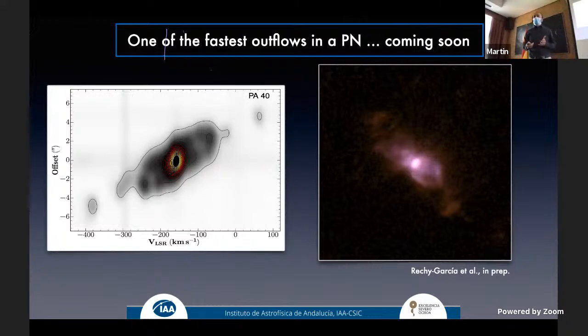There is more coming. Jacqueline has found one object, which is this one, where we have one of the fastest outflows in a PN. So this is a position velocity diagram derived from the MEGARA observation, and we see that there is one component here and another there. So probably if we made a correction for inclination effects, those outflows are moving at velocities larger than 300 or 400 kilometers per second.